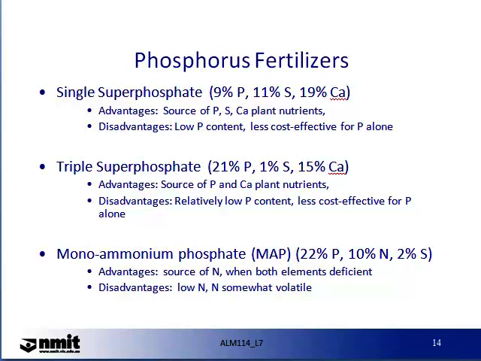a phosphorus fertilizer. The triple superphosphates contain the same compounds as the single superphosphates, but in different ratios: 21% phosphorus, 1% sulfur, and 15% calcium. The monoammonium phosphates, or MAP, commonly used in agriculture in Australia, contain 22% phosphorus, 10% nitrogen, and 2% sulfate. It has the advantage as it has nitrogen, an important element as well. The disadvantages are that the nitrogen concentration is low and the nitrogen in this form can be somewhat volatile.